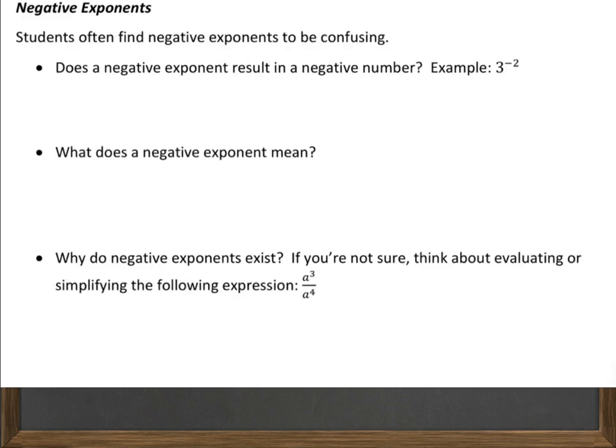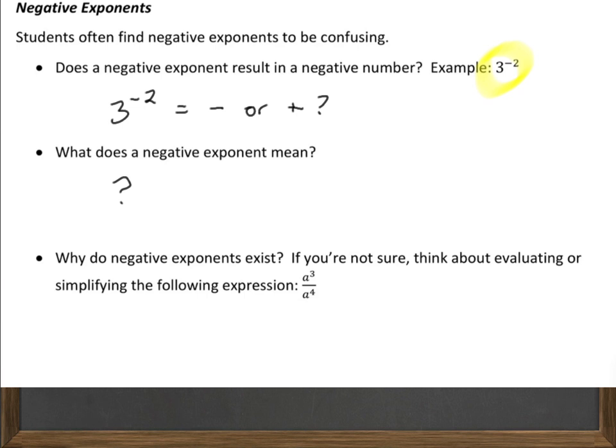Before we go any further, I want you to take a minute and pause and contemplate these questions. My first question to you is, if you have something like 3 to the negative second power, in other words, I have a negative exponent, is this going to give me a negative number or a positive number? That's the first question I have. If it's not going to give me a negative number, then what does a negative exponent mean?